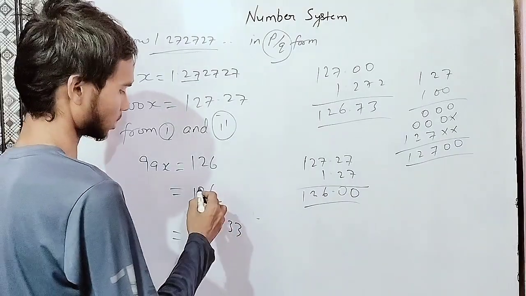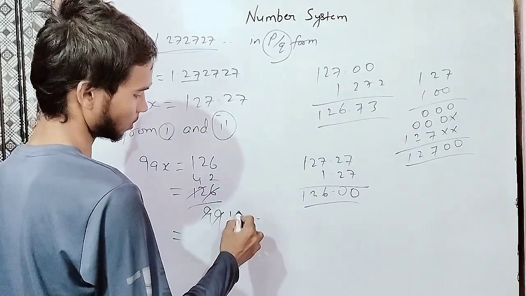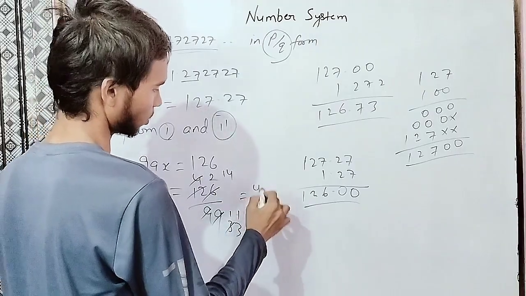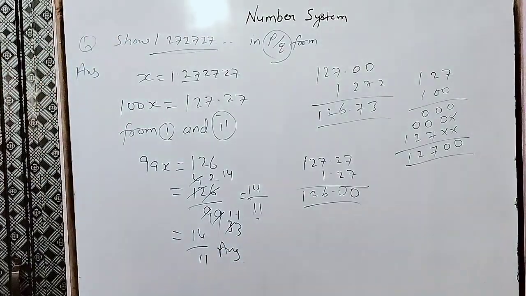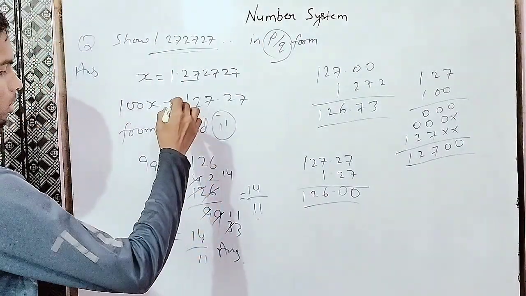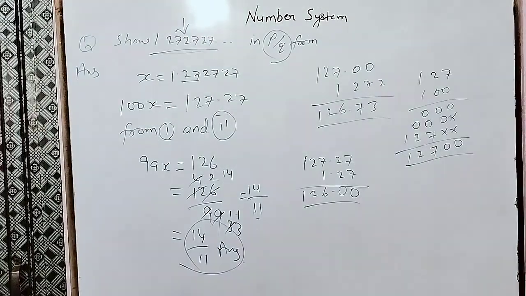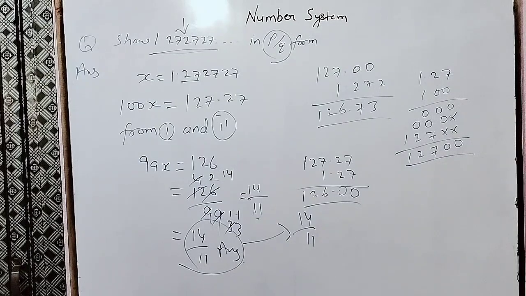3 3 is a 9, 3 3 is a 9. 3 4 is a 3 2 is a 4 2 6. 3 1 is a 1, 3 1 is a 1. 14. So 14 upon 11. It will become 14 upon 11. This is the answer. Okay. So it can be written in this form. This is final, 14 upon 11. Next question.